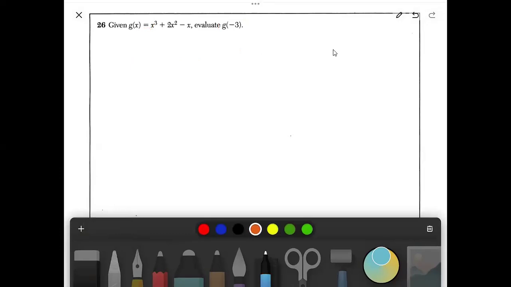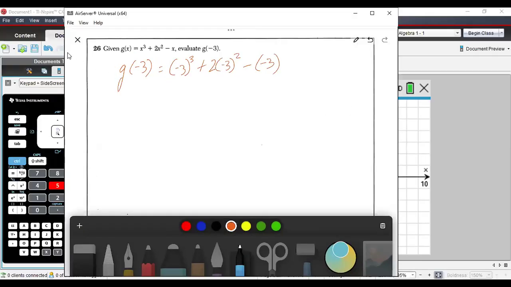just do this. If you do g of negative 3, then you go negative 3 to the third power plus 2 times negative 3 to the second power minus negative 3. Notice I put those negative 3s in parentheses, which is always good practice. Even though I'm doing this, I'm not going to actually calculate it. I'm still going to graph it and just find the output. So let's do that real quick. Let me go grab the calculator.